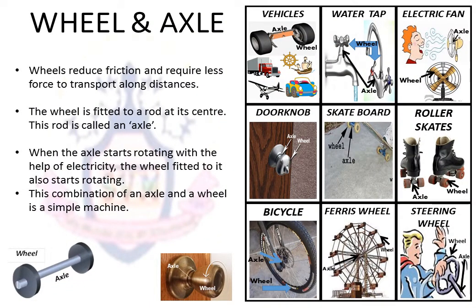Wheel and axle. Wheels reduce friction and require less force to transport along distances. The wheel is fitted to a rod at its center. This rod is called an axle. When the axle starts rotating, with the help of electricity, the wheel fitted to it also starts rotating. This combination of an axle and a wheel is a simple machine. Notice the examples of simple machines in the pictures.